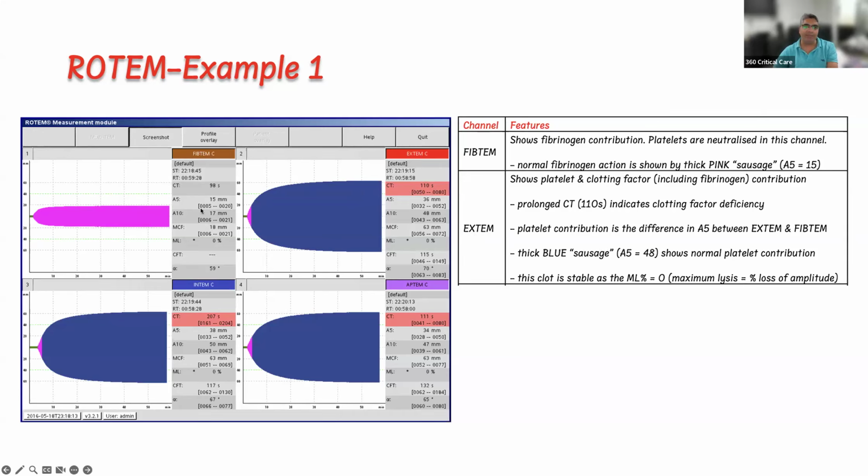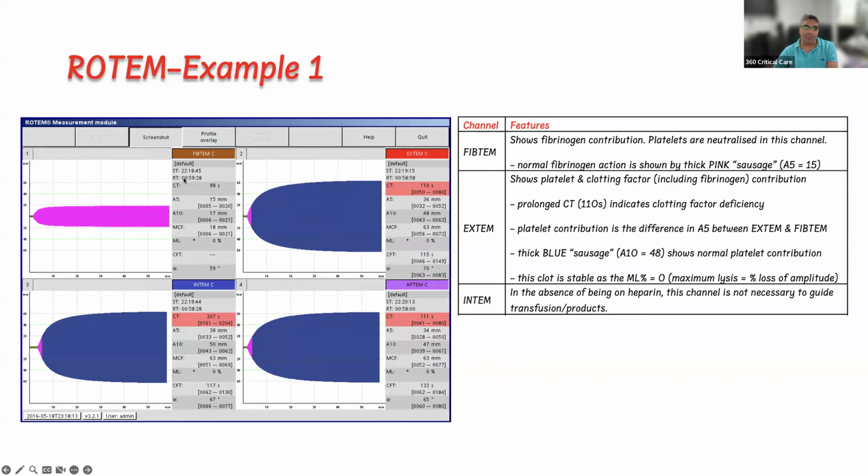So look at EXTEM. A5 is 36 or 35, and here FIBTEM is 15, and the difference is more than 20, which is pretty good. So the extra effect of platelets in excess of fibrinogen is from 15 to 36, which is 20, which is acceptable. So probably the platelet functions are good. So no issues with platelet.